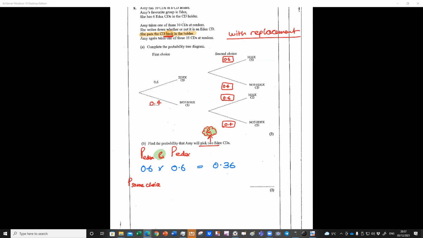Okay, and also let me give another wording. Probability.